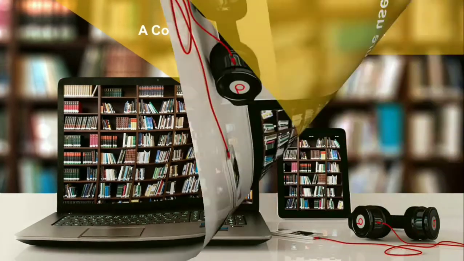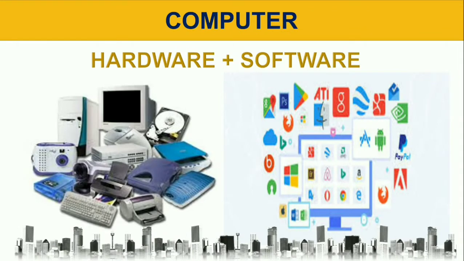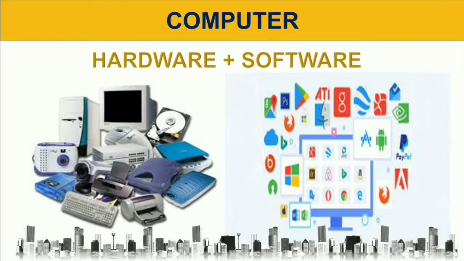Now let us check the components of computer. Yes, computer is made up of hardware and software. Hardware means the devices you can physically touch and feel. They are called hardware. And software, you cannot experience that. We can't touch and feel the software. But visually you can see it and you can work in the applications.